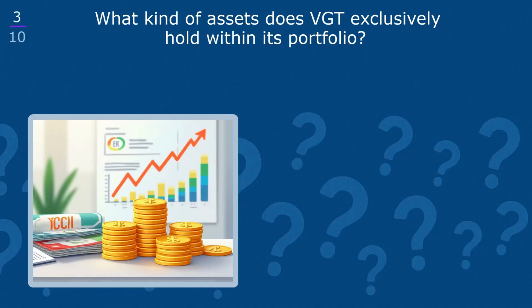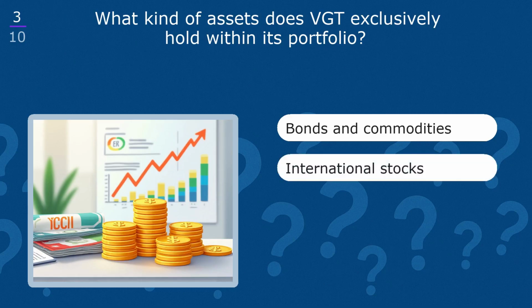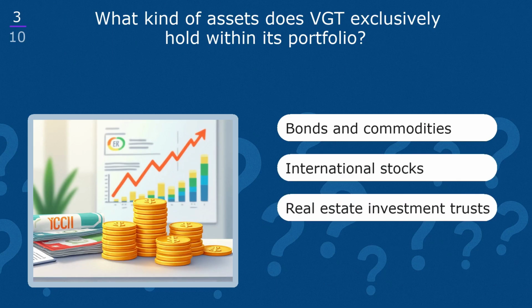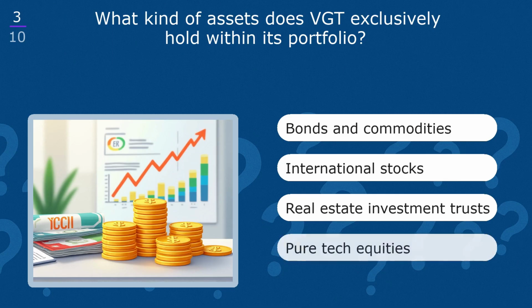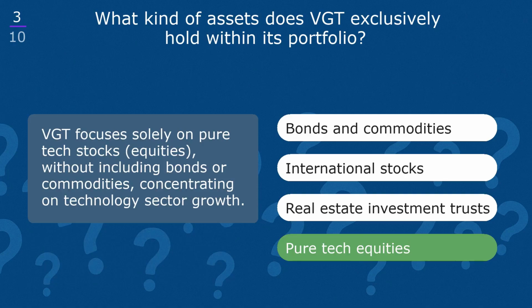What kind of assets does VGT exclusively hold within its portfolio? Bonds and commodities. International stocks. Real estate investment trusts. Pure tech equities. VGT focuses solely on pure tech stocks, equities, without including bonds or commodities, concentrating on technology sector growth.